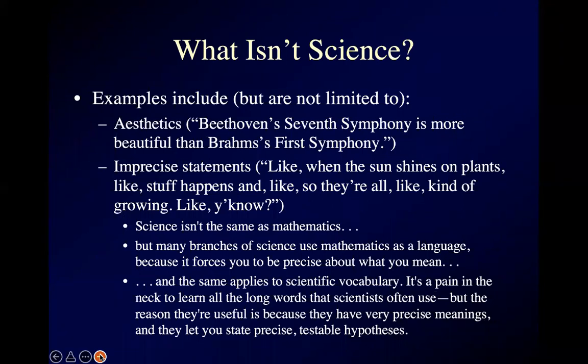So what are some things that aren't science? One is aesthetics. Aesthetics is the field of philosophy that tries to look at not truth, but beauty. What makes something beautiful?